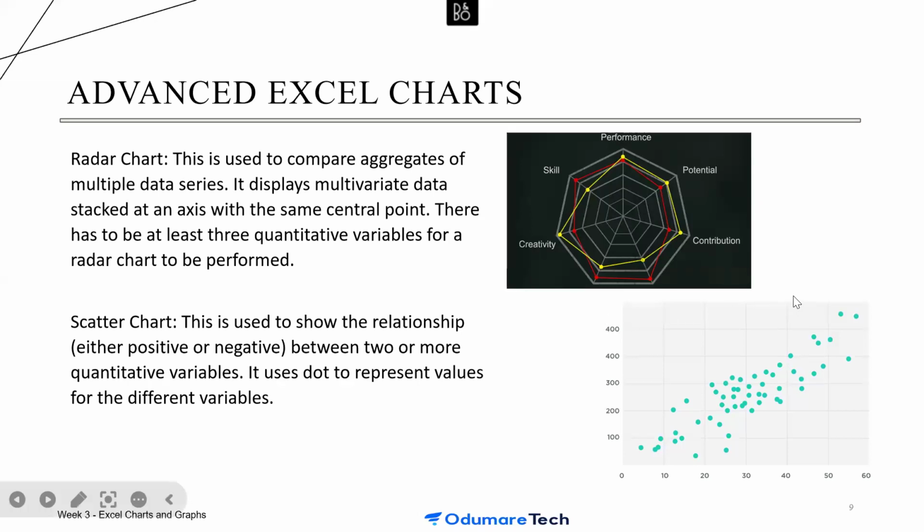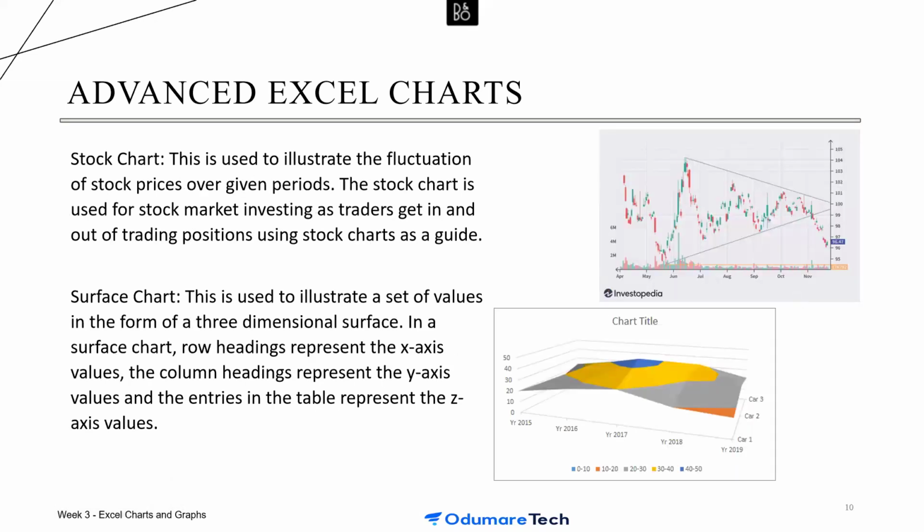Okay, so let's go to the next one. And then we have the stock chart, all right? I'm sure we all know what stock is basically. It's used to illustrate fluctuation of stock prices over a given period. The stock chart is used for stock market investing as traders get in and out of trading positions using stock charts as a guide. For anyone who is familiar with stock, or even cryptocurrency, you see this stock chart is what is usually used.